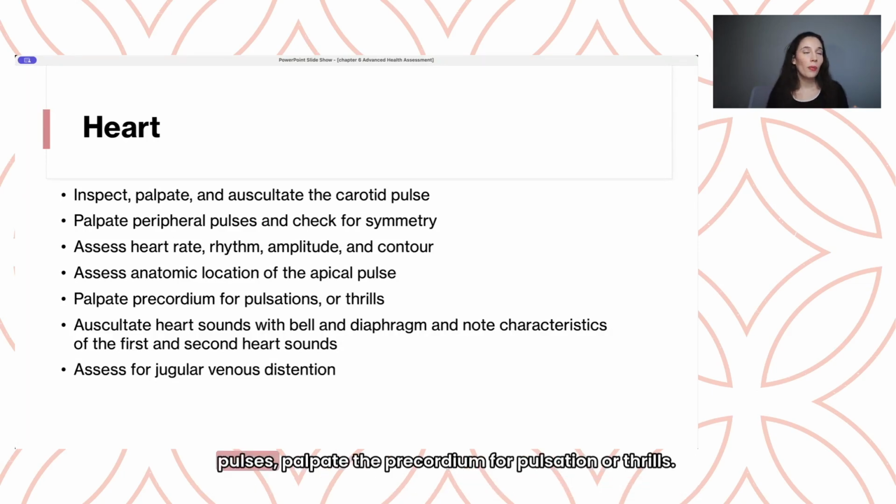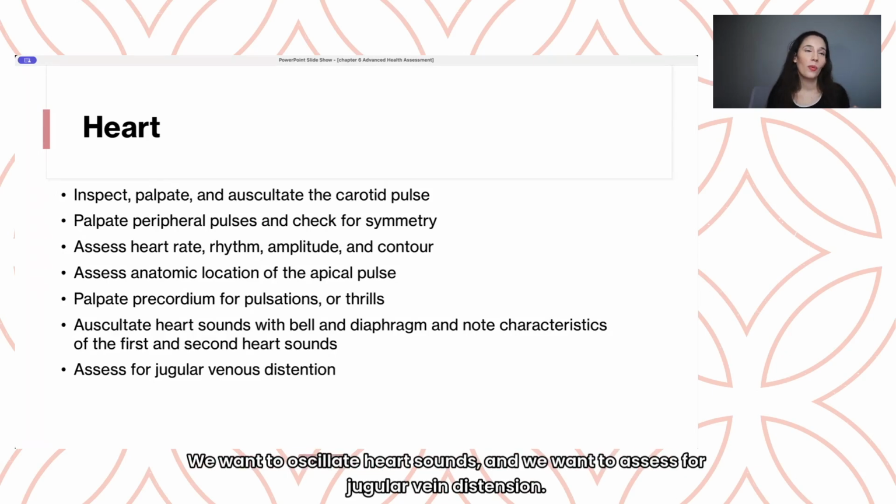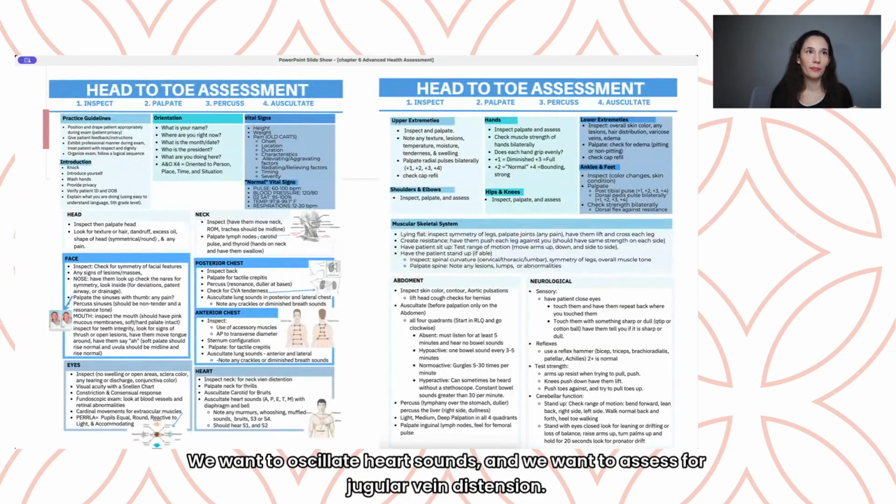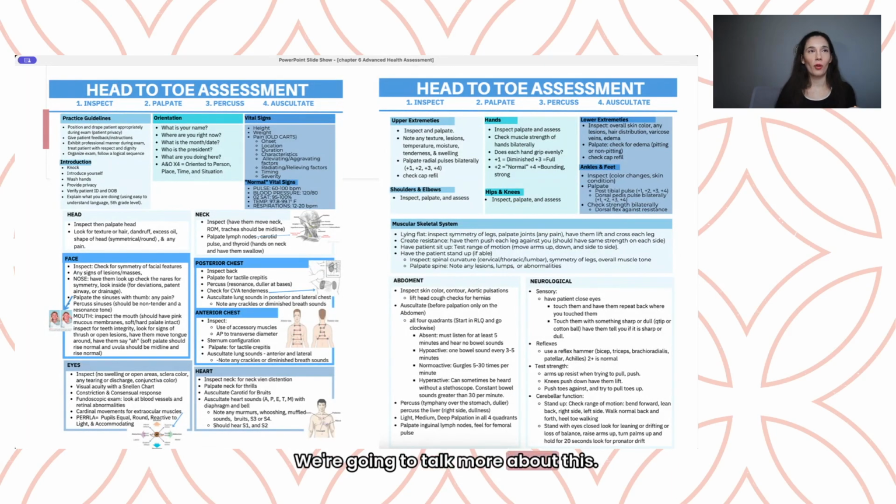check the apical pulses, palpate the precordium for pulsation or thrills. We want to auscultate heart sounds, and we want to assess for jugular vein distension. We're going to talk more about this.